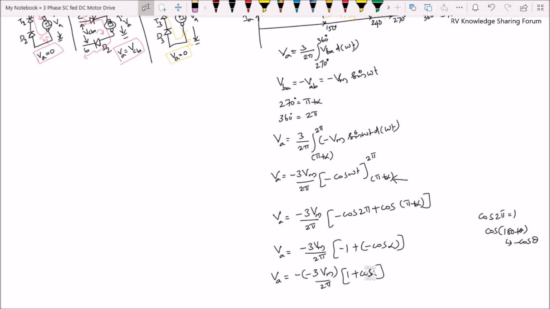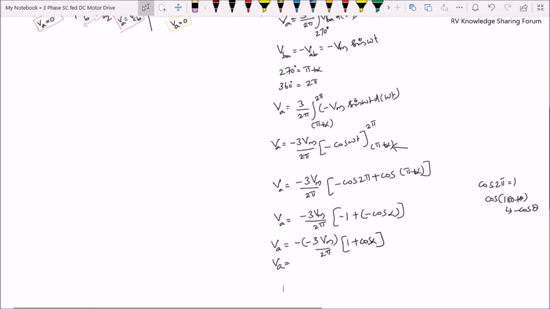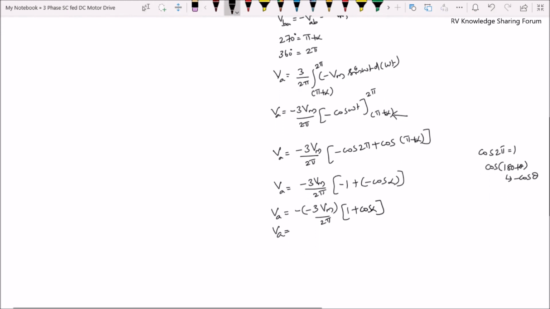So what happens is, here VA is equal to, minus to minus becomes plus, therefore 3 Vm by 2 pi into 1 plus cos alpha. So let this be equation 1.